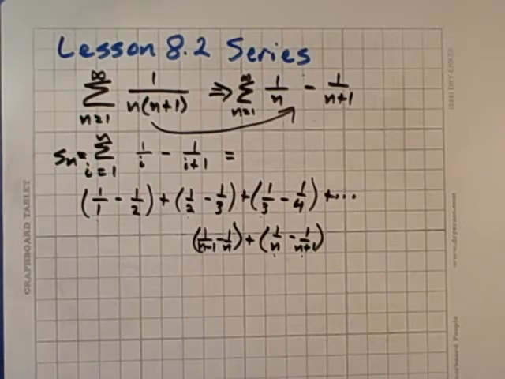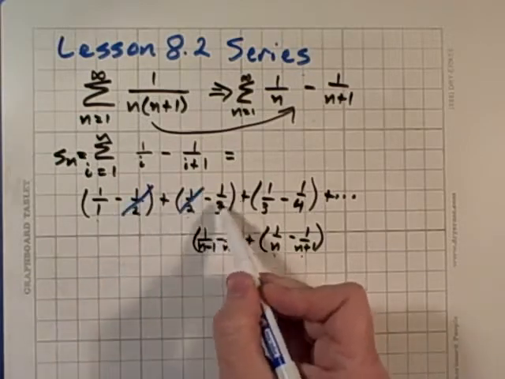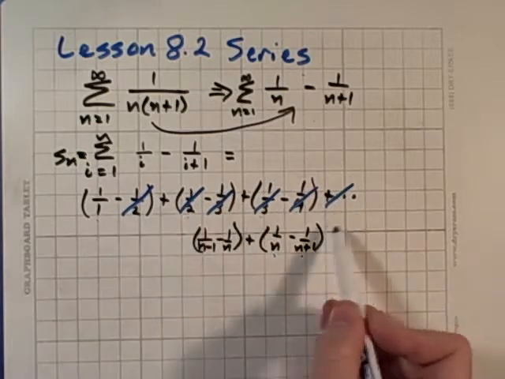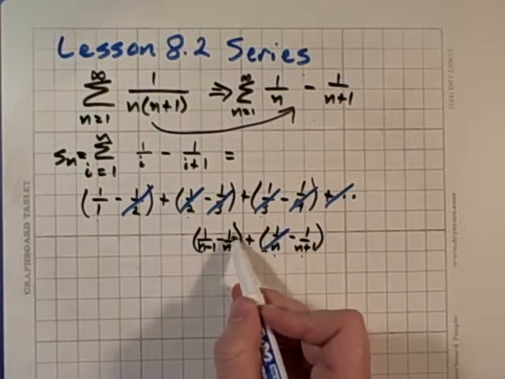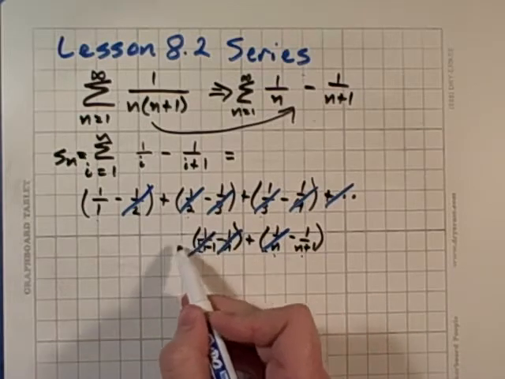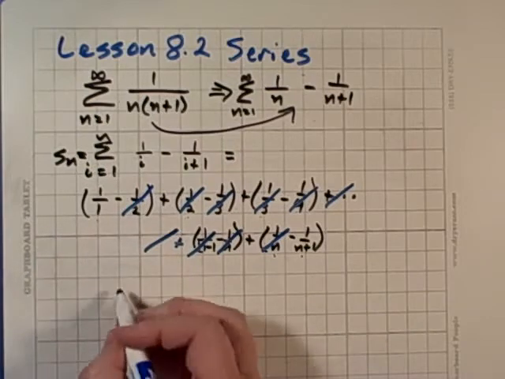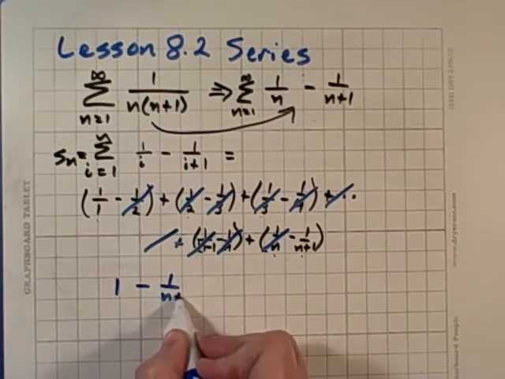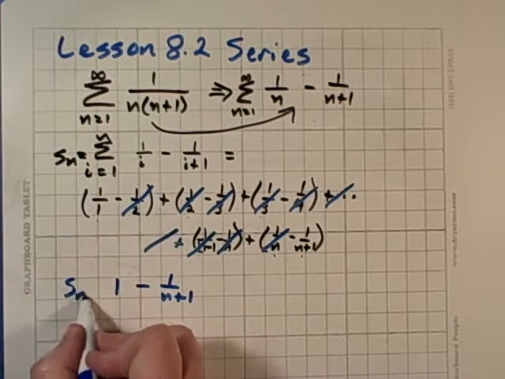You can think through what cancels and what remains. It should be clear that the halves cancel, the thirds cancel, the fourths would cancel, and in fact everything cancels. Backing up, the 1 over n's cancel, and the 1 over n minus 1 cancels with the 1 in front of that. The only thing left is 1, and the last term, minus 1 over n plus 1. That is the sum of n terms.